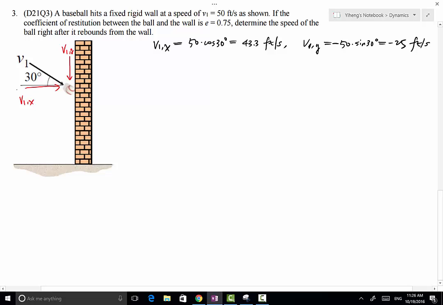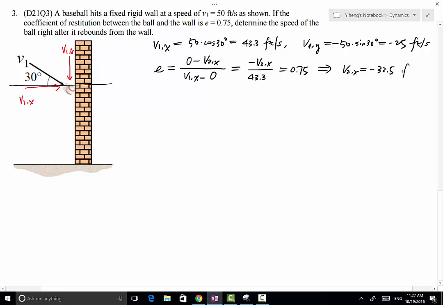Because the collision only occurs along the x direction, when we apply the equation, it is only applied to the x direction. So e equals the departing relative velocity, the velocity of the wall, which is 0, minus v2x, divided by the initial approaching relative velocity, that is v1x minus the velocity of the wall, again 0. That equals negative v2x divided by 33.3, which is v1x, and that equals 0.75. From there, we can solve for v2x to be negative 32.5 feet per second, and the negative sign indicates that the velocity is to the left.